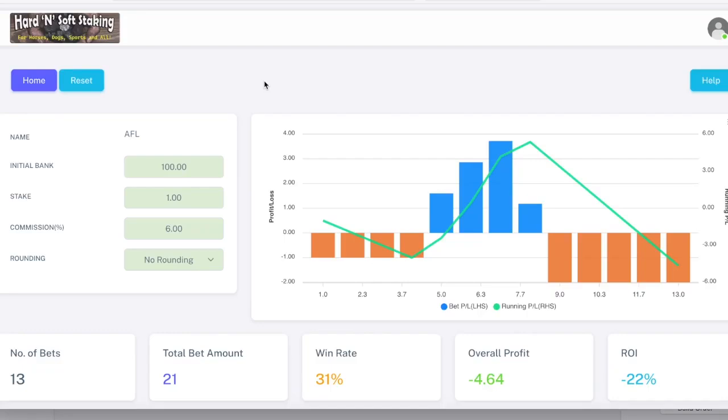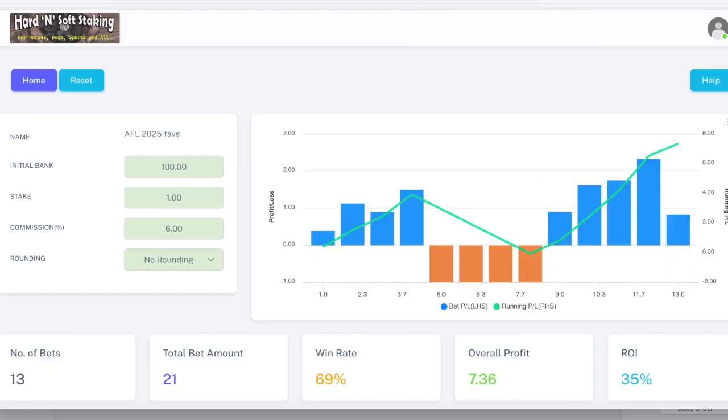So this is the selection criteria with the, now before I do this, you can see there's actually only a handful of matches. I really only did this for a little bit of the season because it was very clear it wasn't working. But this is the selection criteria looking at the non-favourites. You can see it had a few wins, but ultimately it didn't work here. $21 bet, $4.64 loss, only a 31% strike rate.